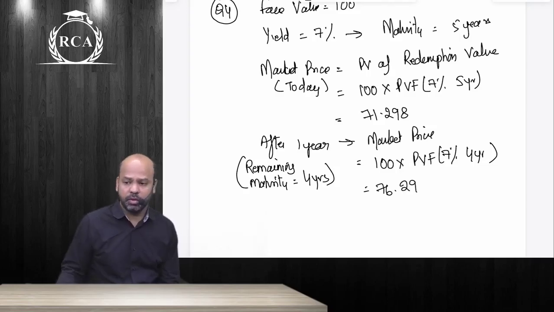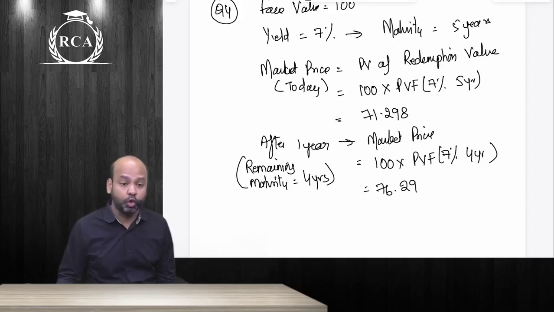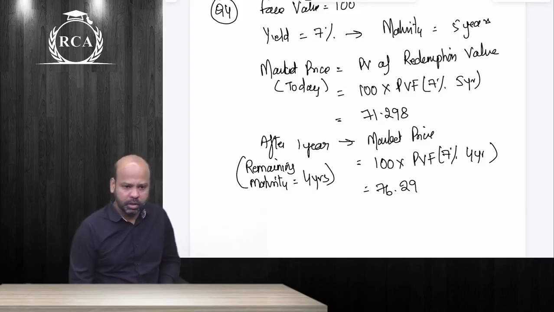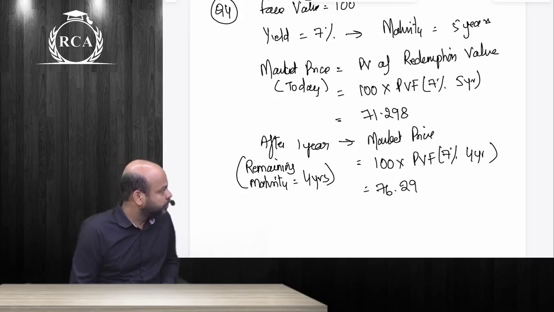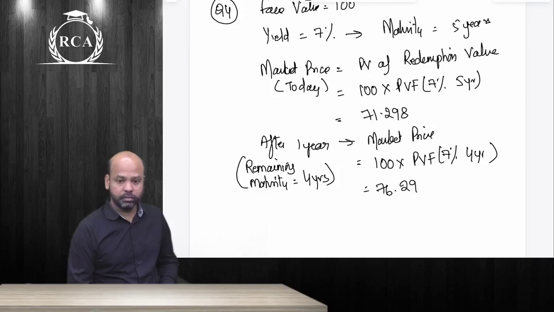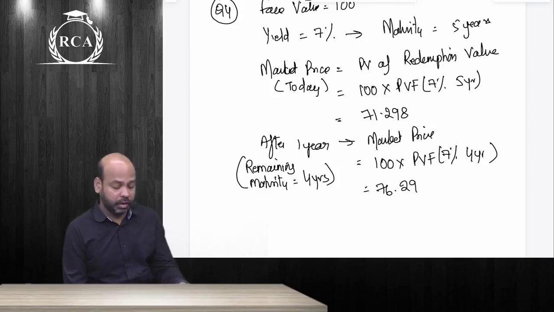You can alternatively directly add 7% to 71.298. But remember, because it's a zero coupon bond, you will only add 7%. If it were a coupon paying bond, I would also have to make an adjustment of the coupon amount. Add 7% minus the amount of coupon. That will give us the effective value. Are we clear about this?